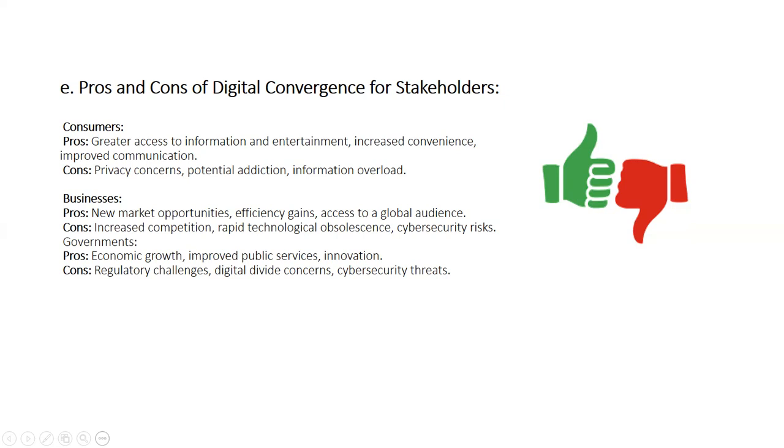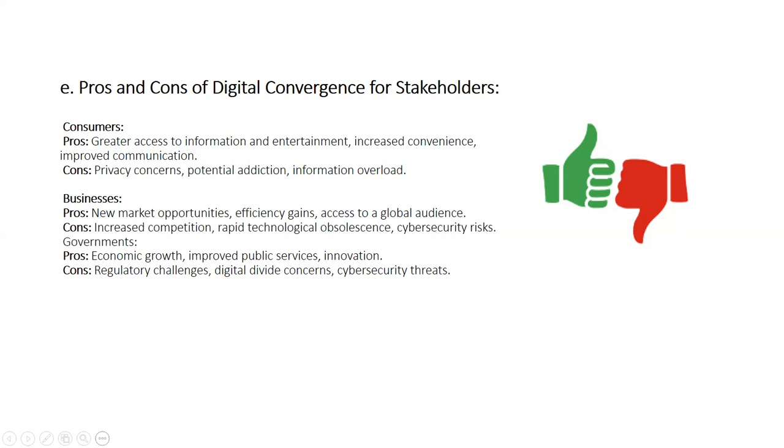When we go to the side of businesses, digital convergence is advantageous in this way: new market opportunities all over the world, efficiency gains, access to a global audience. Then the disadvantage is increased competition, whereby businesses open up stores on the internet. If every sector is opening up an online store, that means the competition is high. Then rapid technology obsolescence, then cyber security risks. We talked about hackers, online hackers. So that is a disadvantage to businesses, and it is caused by digital convergence.